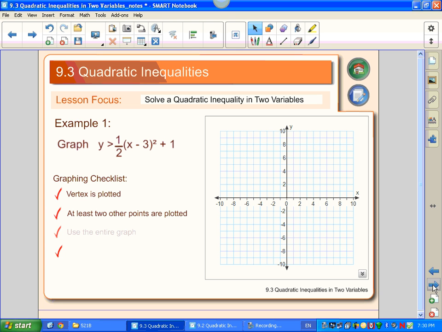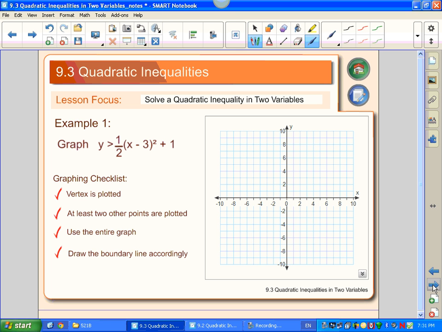Should use the entire graph. And technically with these curves you need to have arrows on the end. Our graphing software often doesn't do that, but remember that the curve continues. And lastly, we should draw our boundary line accordingly. So we need to make sure, is it a solid or is it a dotted line? And then we're going to shade. So those are 4 things that we need to be aware of when we are graphing.